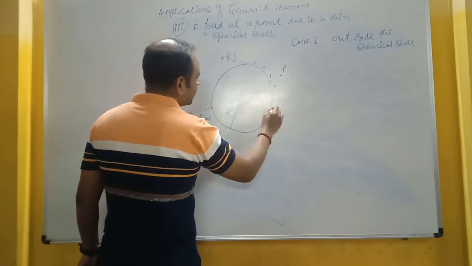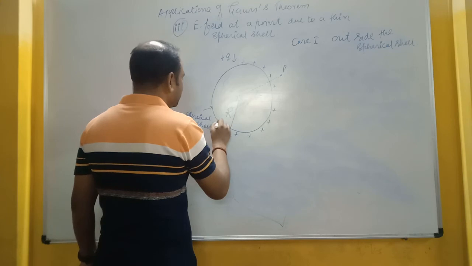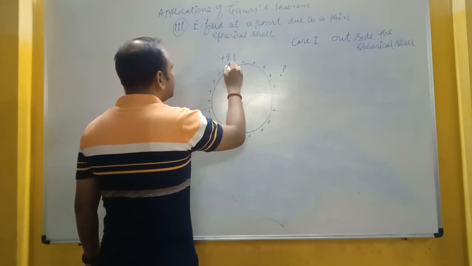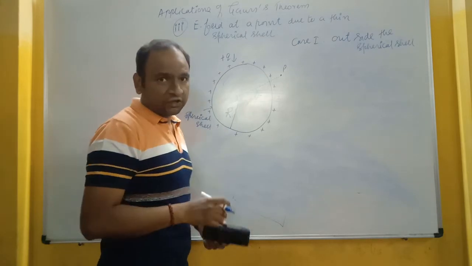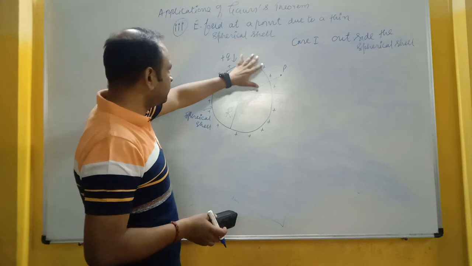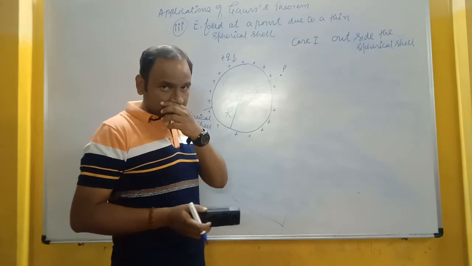There would be no charge present inside the spherical shell because there is hollow space there. There is no medium present inside except the vacuum. So nothing is inside, therefore all the charges would be distributed uniformly over the whole surface of the spherical shell.